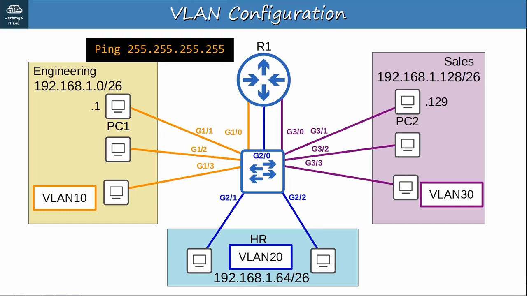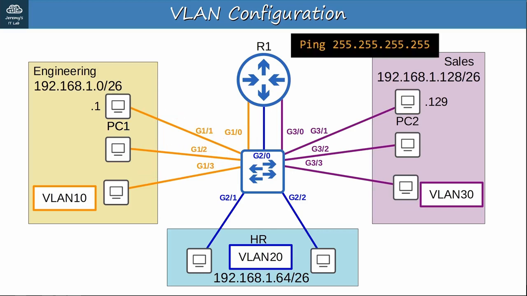If I use the command ping 255.255.255.255 on PC1, which sends a ping with the destination MAC address of all Fs, the broadcast MAC address, the broadcast will only reach hosts in VLAN 10. Likewise, if I use the same command on PC2, the broadcast will only reach PCs in VLAN 30.